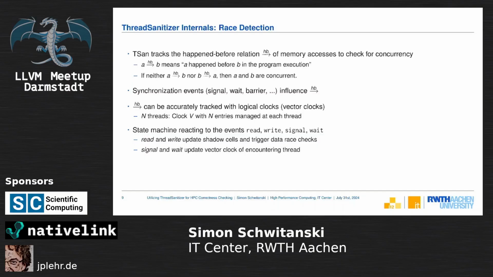And read and write will update the shadow cells and trigger data race checks, because for each write we have to check, is this in conflict with the previous accesses? This makes it, of course, also expensive in the end. This is why we have the slowdown of 5 times to 10 to 15 times, depending on the application. And signal and wait, for example, update the vector clocks, because then processes wait for each other and things like that.